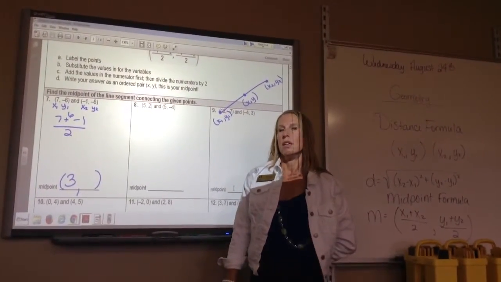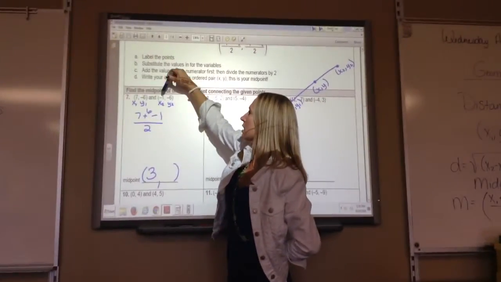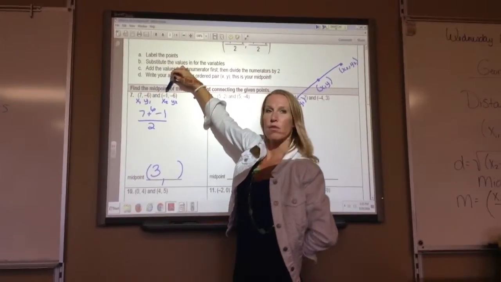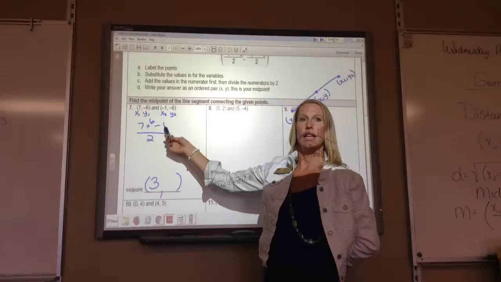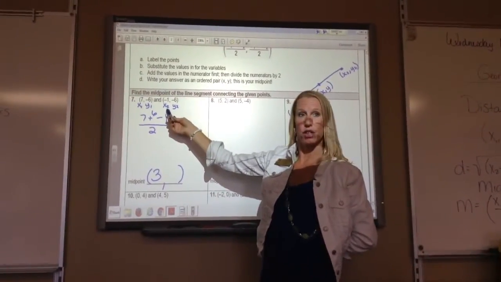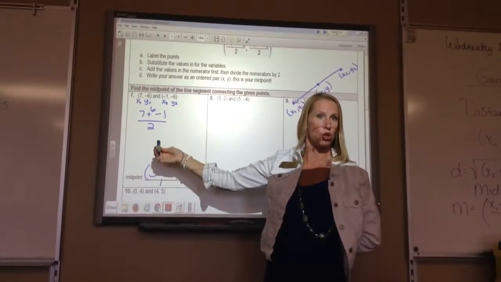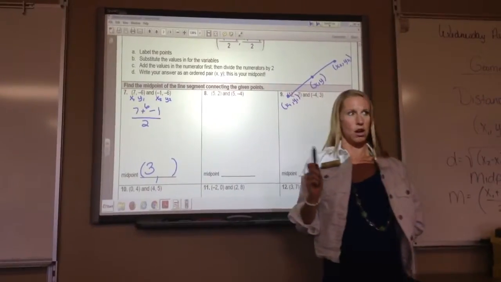Wait, what? I'm sorry. So I took my x's. Do you see how my x numbers are 7 and -1? And I added them together. What's 7 plus -1? 6. And then we want the average, so we have to divide by 2 because there's 2 x's. So I got 3. Are you okay with that?